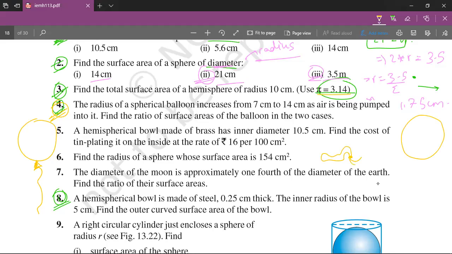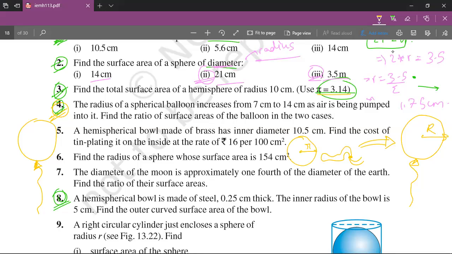Now once they enter the pump, it will convert from this state to this balloon. We'll read our question first and then we'll move on to our graphics. So the radius of a spherical balloon increases from 7 centimeters to 14 centimeters. Whenever you see a balloon, it might be like this. Then you insert some air, it might be like this. And then finally you insert some more air and it will be this. So this has a greater radius than this. So we'll assume the greater radius to be capital R and the smaller radius as cursive r.